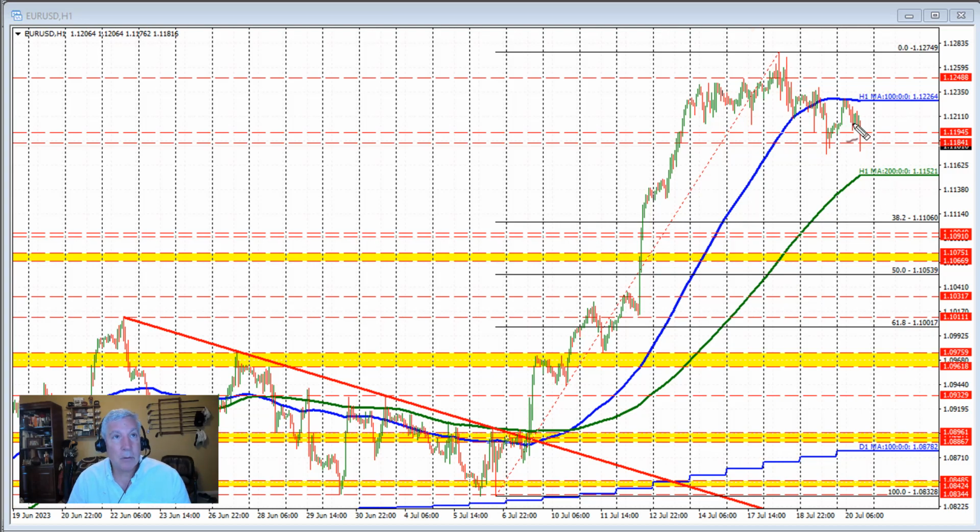I like the fact that the 100-hour moving average found resistance here. That is the key, and gives the sellers a slight advantage in trading here today. We'll see if they can push it down to the 200-hour moving average and see what happens there.